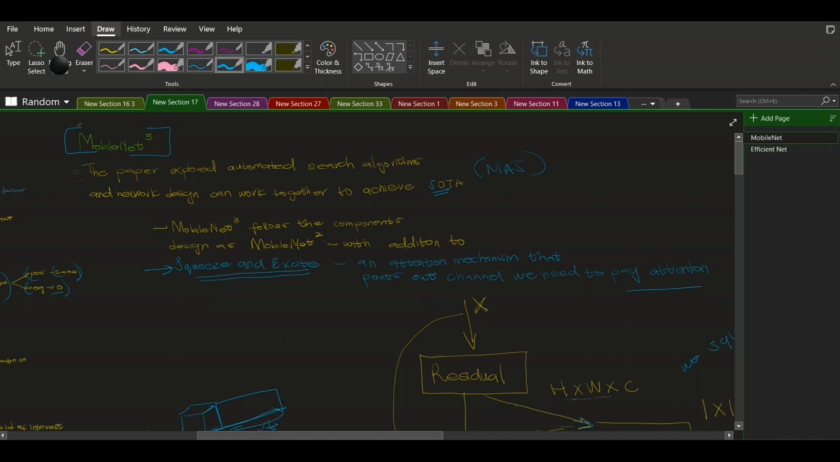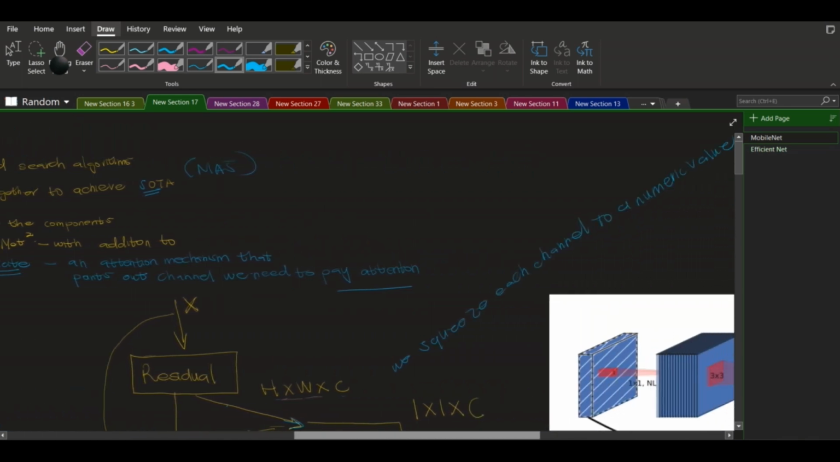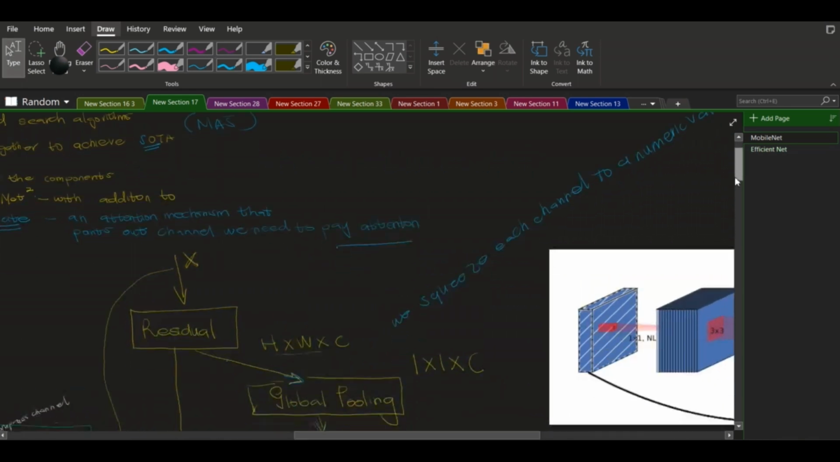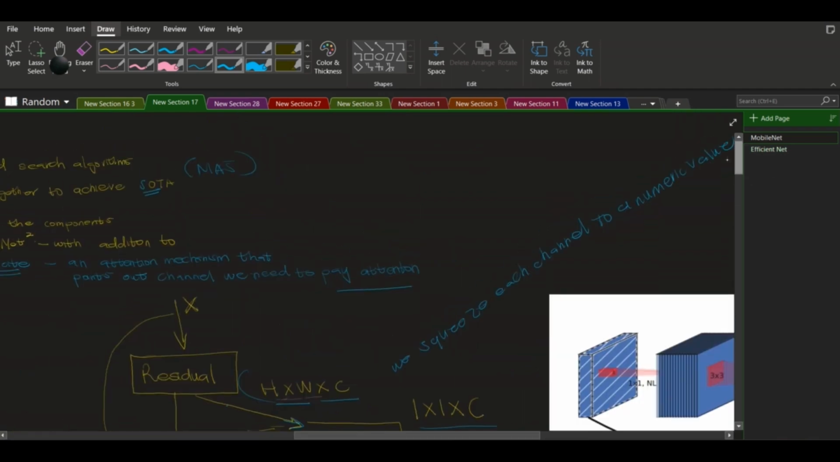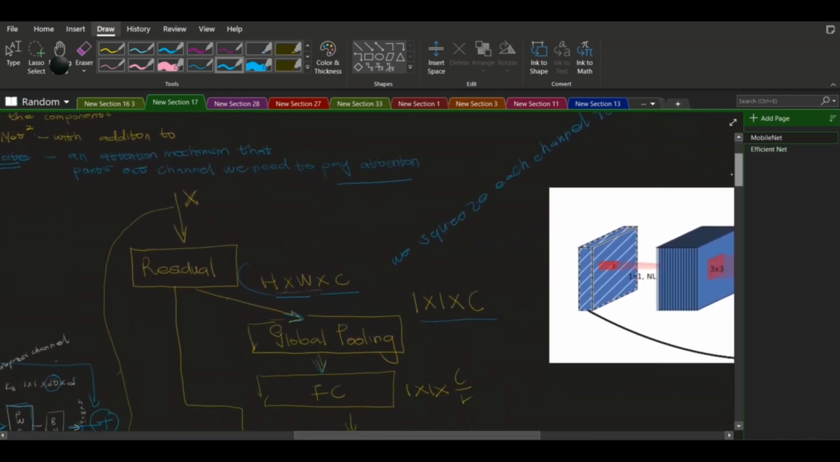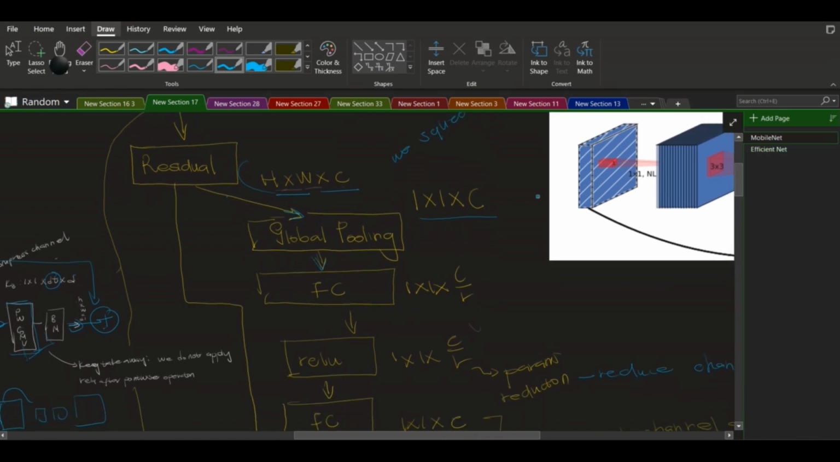Okay, to show you this squeeze and excite architecture, let's say here we have an input with height, width and channel. Then we push this towards a global pooling layer, which gives 1x1 by channel. Essentially here you can think of it as trying to squeeze each channel to a numerical value. So we try to get a scalar value. So for each channel we have a scalar value.